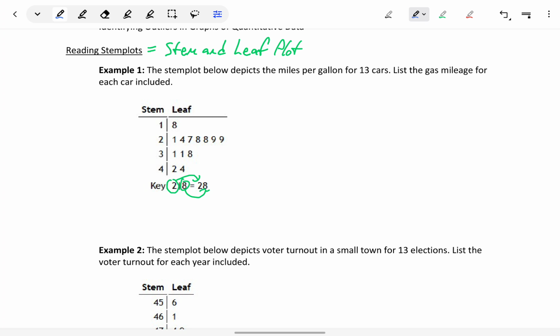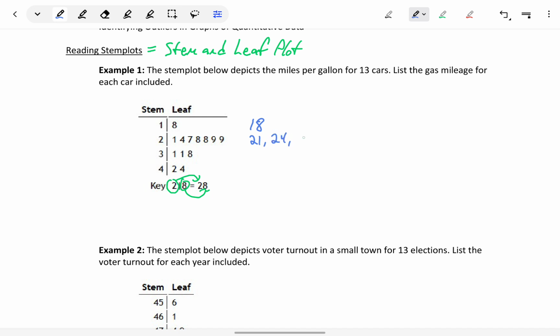The stem plot below depicts the miles per gallon for 13 cars. We want to list the individual gas mileages for each car included. So in our row that starts with a stem of 1, we have an 8 on the other side. That would translate into a data value of 18 miles per gallon. In our row that starts with a stem of 2, our first data value would be 21.